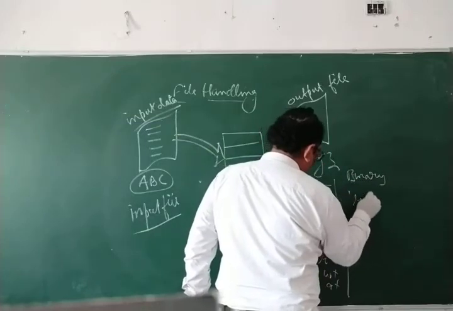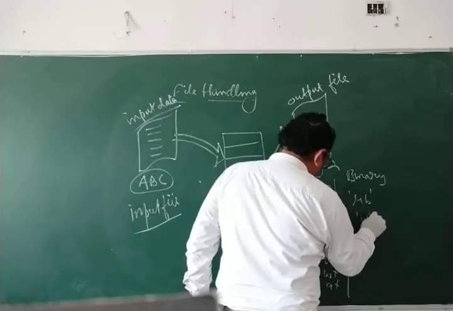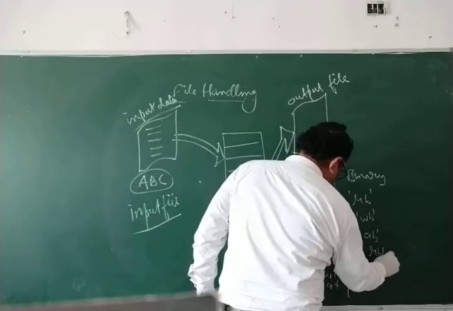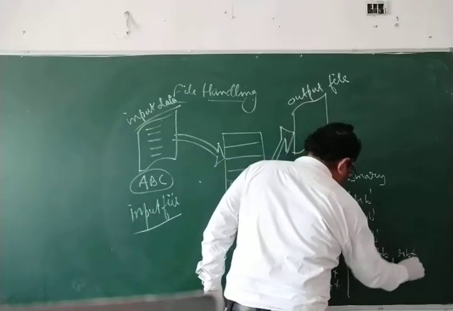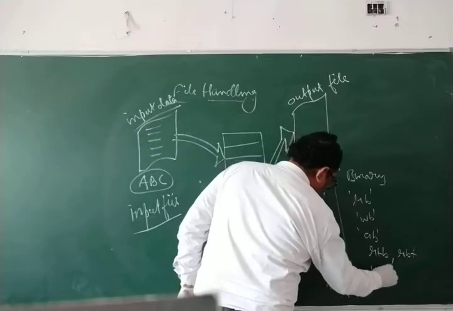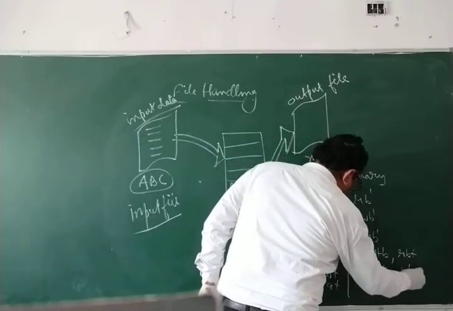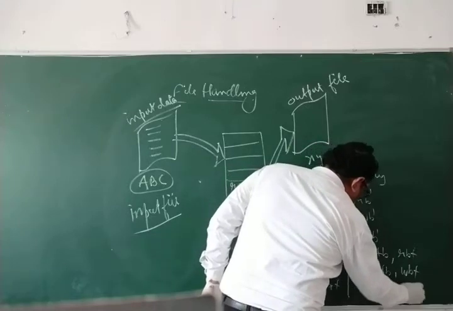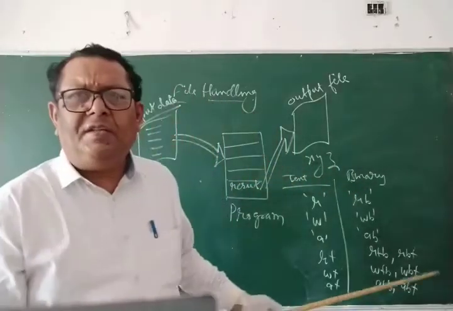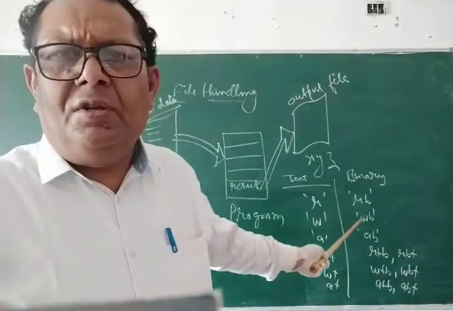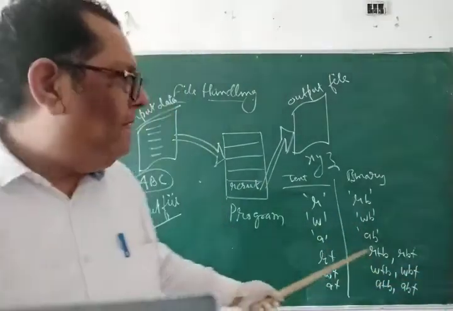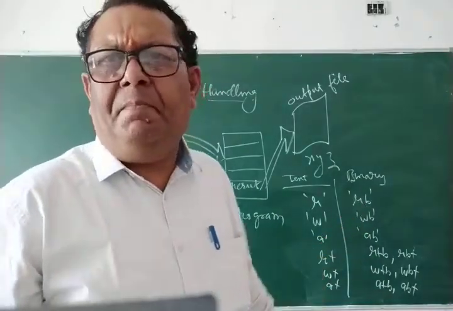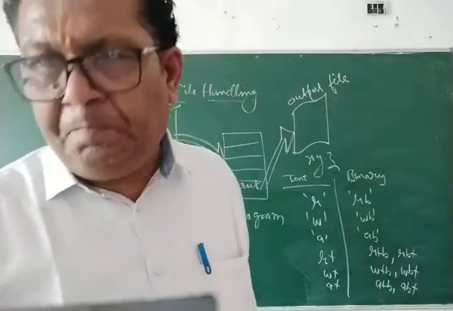It is RB, WB, AB, R plus B, or RB plus, W plus B, or WB plus, A plus B, or AB plus. These are the modes to read and write the binary files. These are the modes to read and write the text file. See, this B here stands for the binary files.